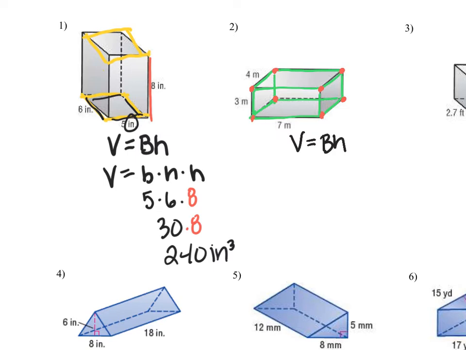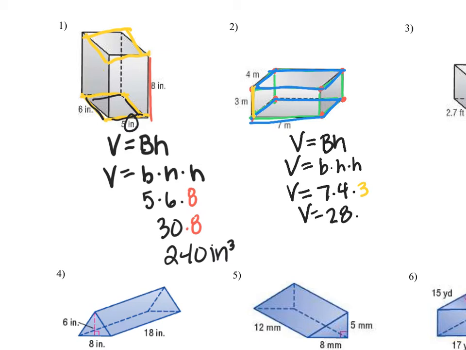So what are my rectangles? My rectangle, I'm going to use it as the top and bottom, the one it's sitting on. So my volume is, what is my base? 7. What's my height? 4. And then what's my height? 3. It's the one between. So 7 times 4 is 28. Times 3, you got 84. 28 times 3 is 84.